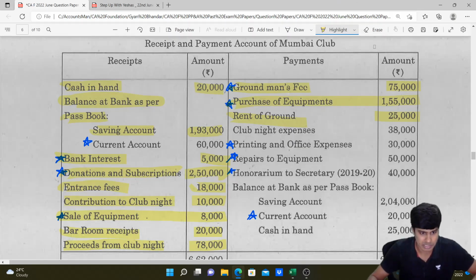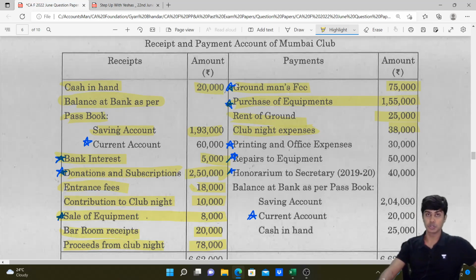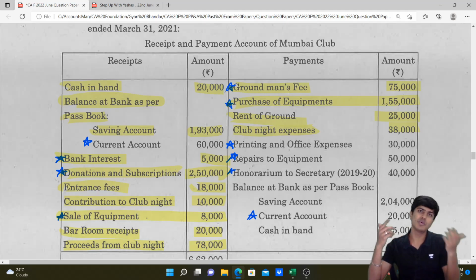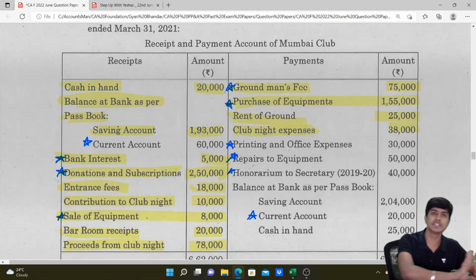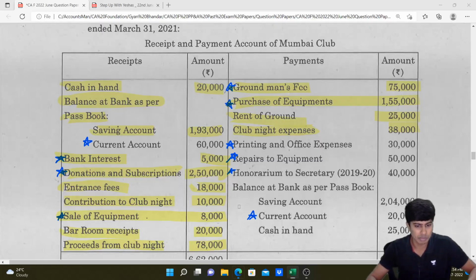Club night expenses 38,000. Two ways. Either this can be deducted from our club night proceeds, which is written in the inner column, but if you would not know which item the expense relates to, then it is totally okay to write the income in the outer column and write this item on the expense side in the outer column. So I'll write club night expenses 38,000 on the expense side.